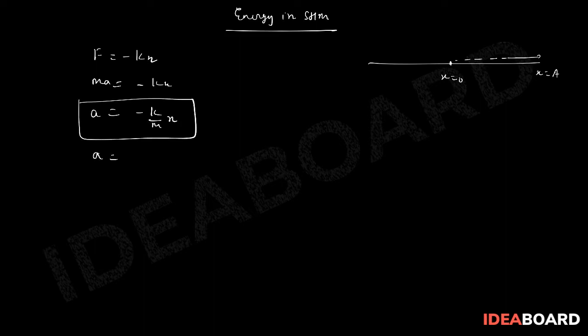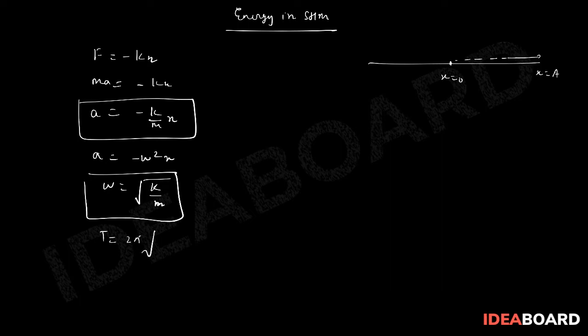That means we know that F is equal to minus kx and m into a is equal to minus kx, so acceleration will be minus k by m into x, and we know that a is equal to minus omega square x, so omega is equal to under root of k by m. We have seen these things already, and we knew that time period is equal to under root of m by k. But our question is, what about the energy at any instant of the particle?